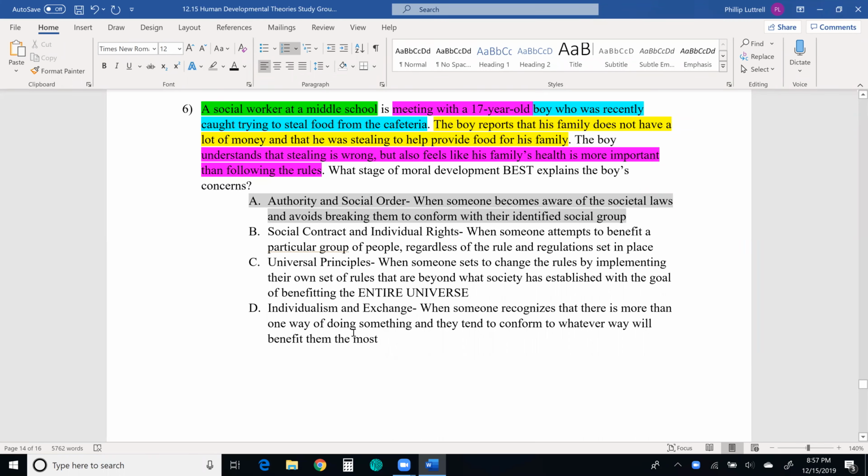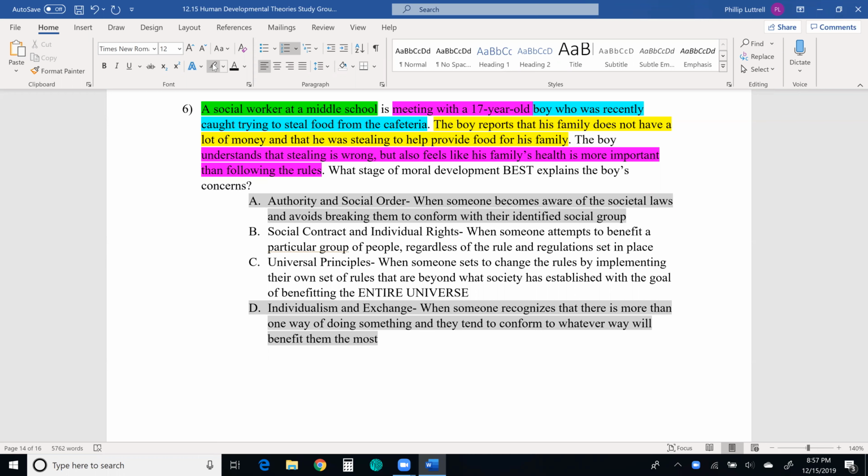We're also going to rule out D, individualism and exchange. Yes, he is trying to exchange himself to benefit other people, but not to benefit himself in some way. So he's not doing something that he doesn't enjoy to benefit himself. He's actually trying to benefit other people outside of himself. So it's kind of a deeper level of thinking. So do we want social contract and individual rights, where we try to write our own social contract to benefit a particular group of people or a particular community?